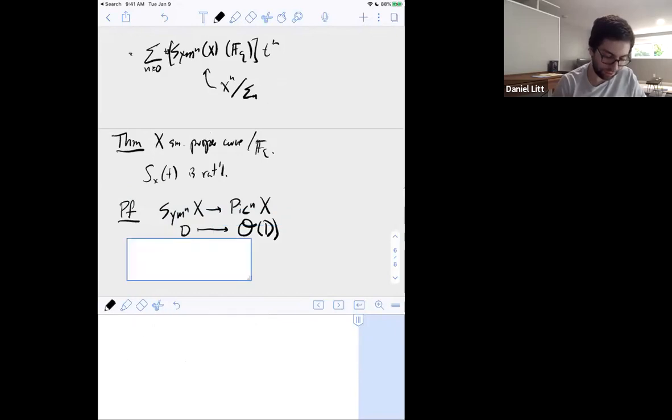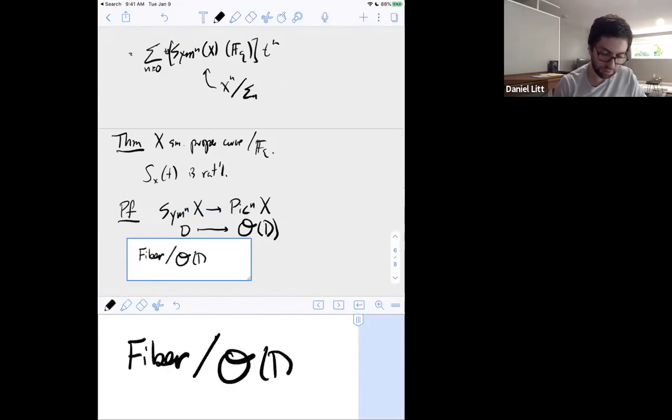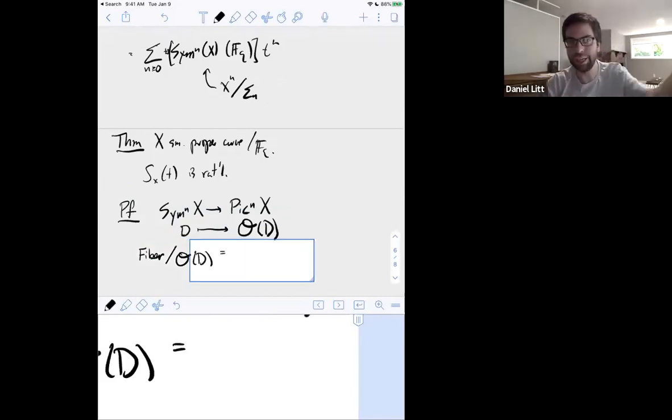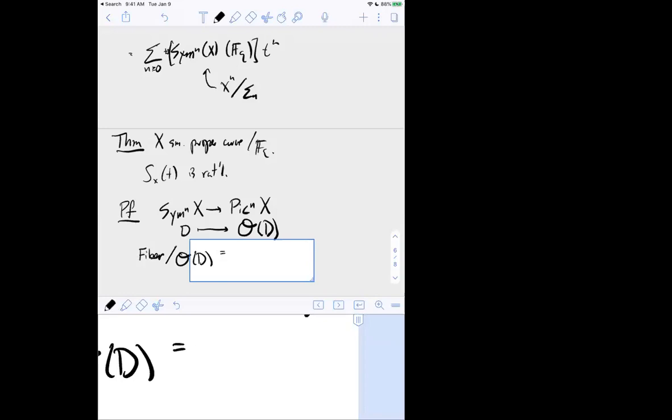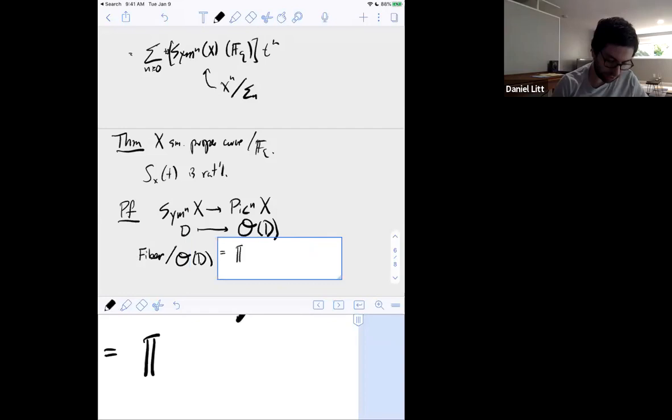So what are the fibers of this map? What's the fiber over a line bundle O(D)? It's the set of divisors D' so that O(D') is isomorphic to O(D), right? Does that set have another name? It's a linear system. Yeah, it's a linear system. So another way of saying that is it's the projective space of the global sections of O(D).